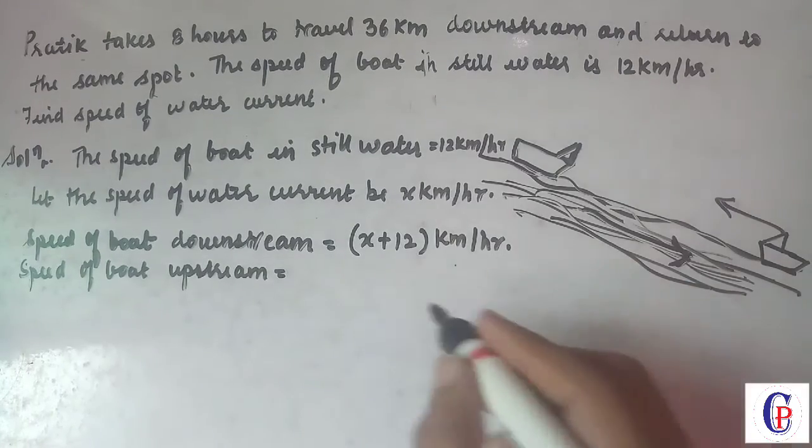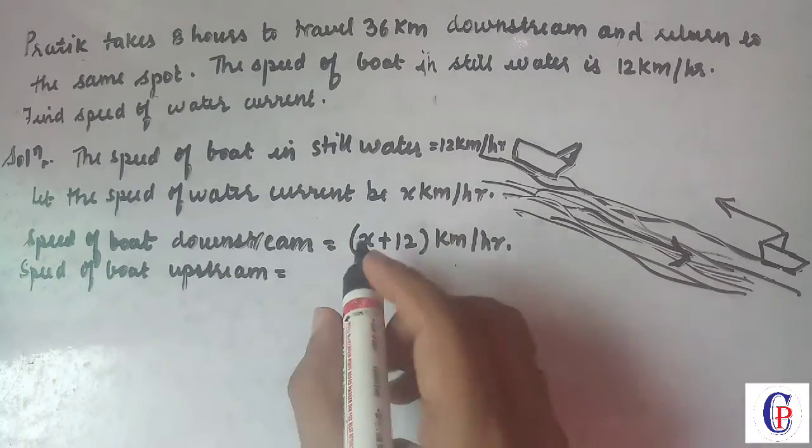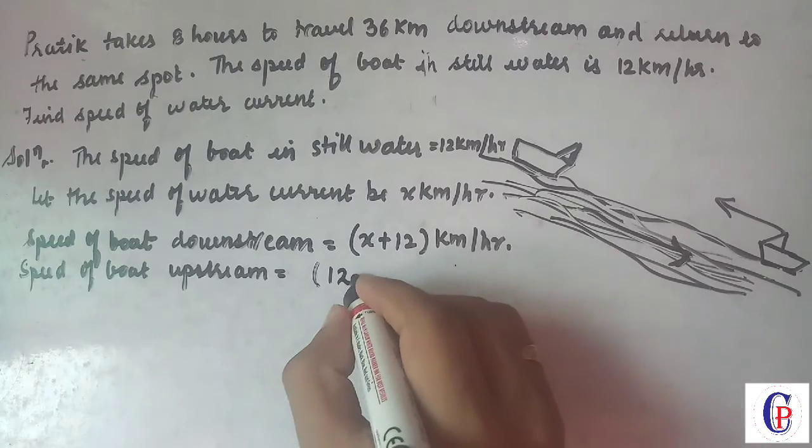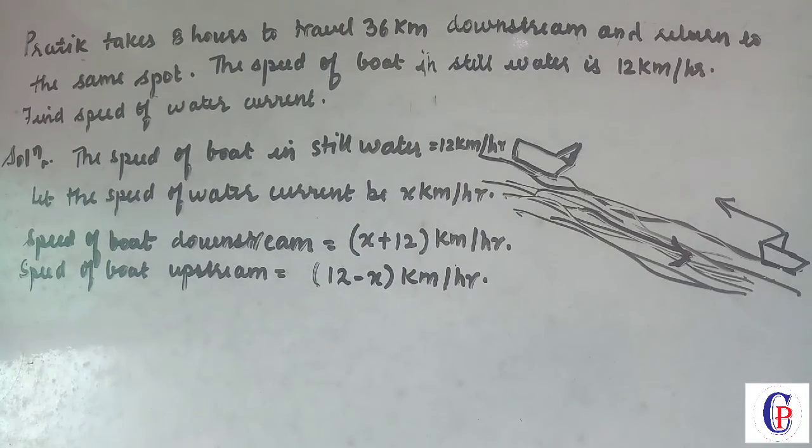Okay, and of course the speed of the boat should be greater, because if the speed of the boat is not greater, then what will happen? The boat will never move up. If the water is only pushing it down, the boat will never go up. So for the boat to go up, the speed of the boat should be more than the water. So we'll write here 12 minus x, and not x minus 12, because we know that the speed of the boat is more than the speed of the water.